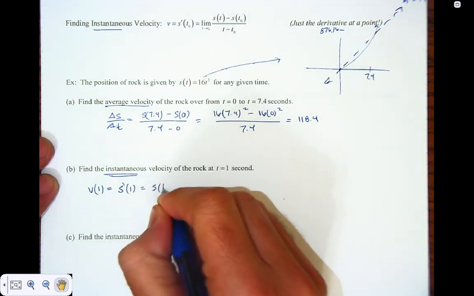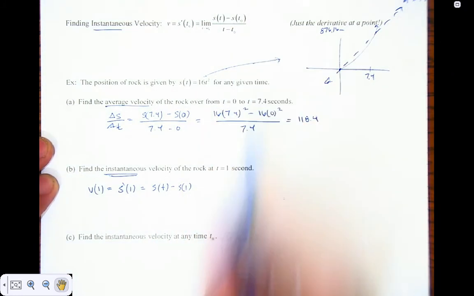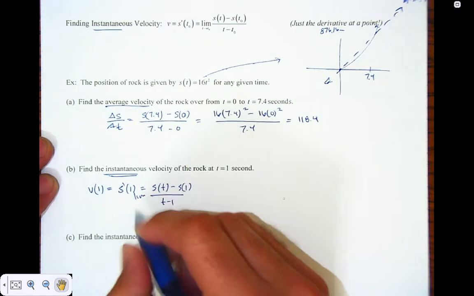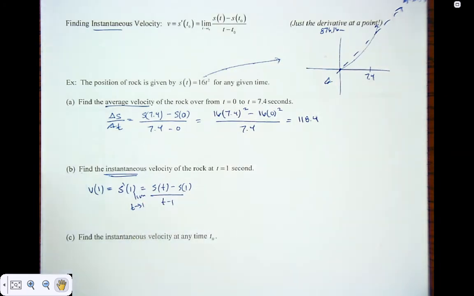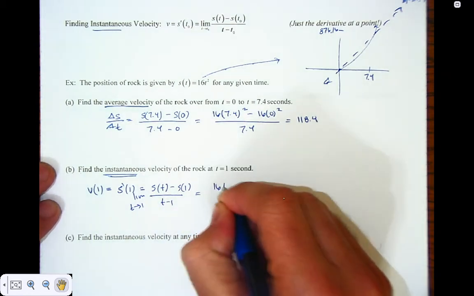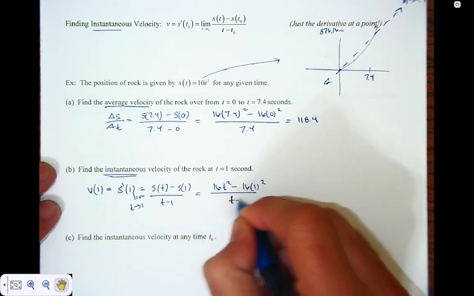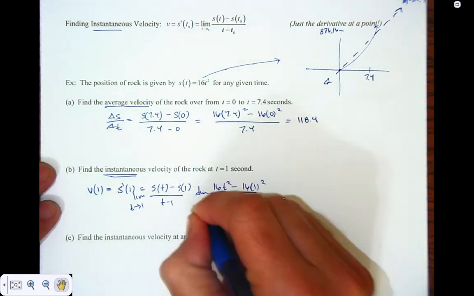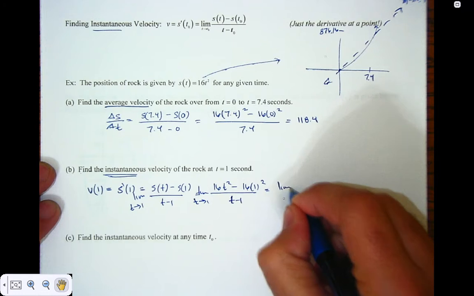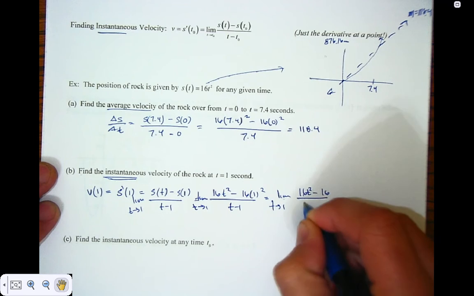It's going to be S of t minus S of t naught, or where we wanted that, divided by t minus 1. And this is the limit as t approaches 1. We did these yesterday, so we just plug in things that we know. S of t is a function equal to 16 times t squared, minus S of 1, which is just plugging in 1, over t minus 1. Remember, we're supposed to be finding the limit as t approaches 1. So let's keep going. This becomes the limit as t approaches 1 of 16t squared minus 16 over t minus 1.